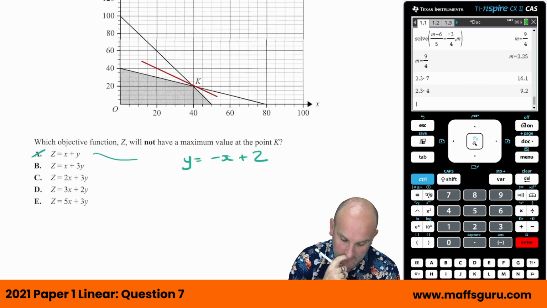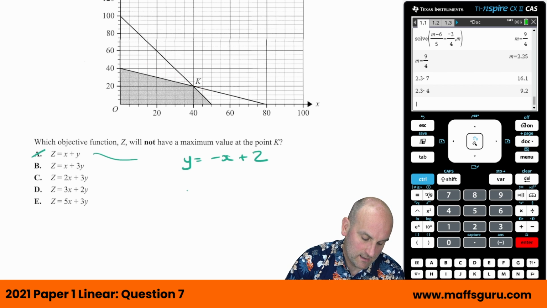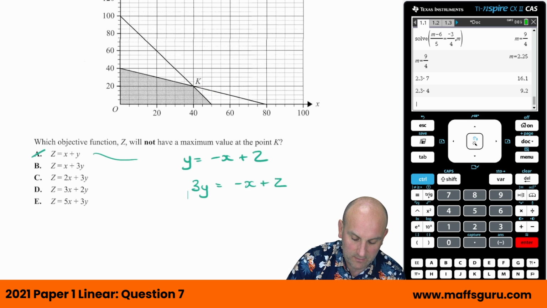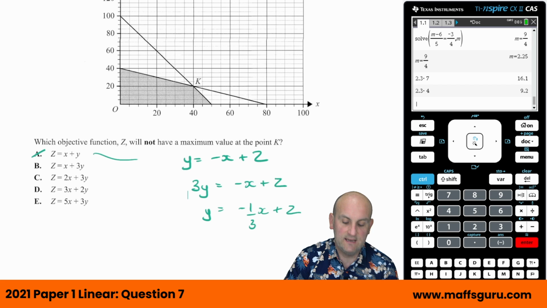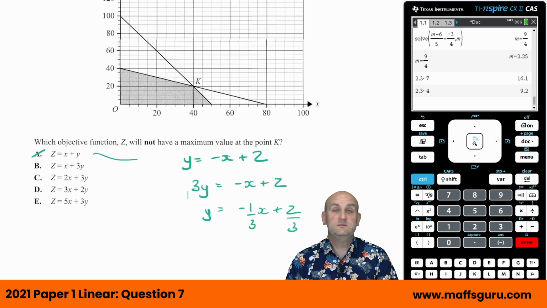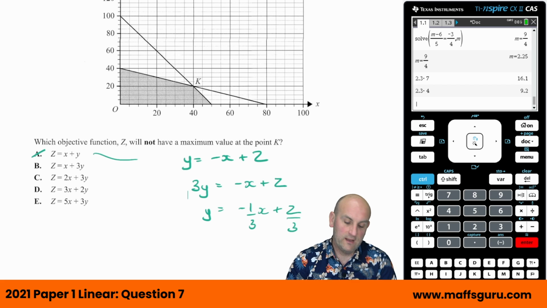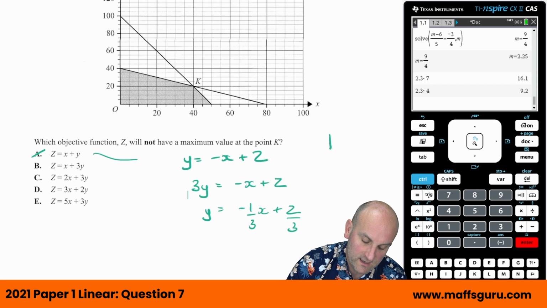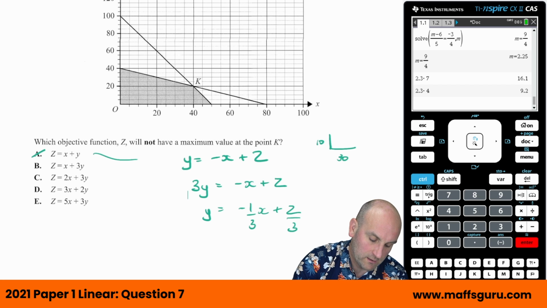B, let's rearrange that one there. So I've got 3y would be equal to minus x plus z. So y would be equal to minus 1/3 x plus z on 3. Again, I'm just looking for the gradient of minus 1/3. So that means for a rise of 1, we have a run of 3. So a rise of 10, a run of 30. So I'm going to go from 10 to 30. There's my straight line, roughly speaking.